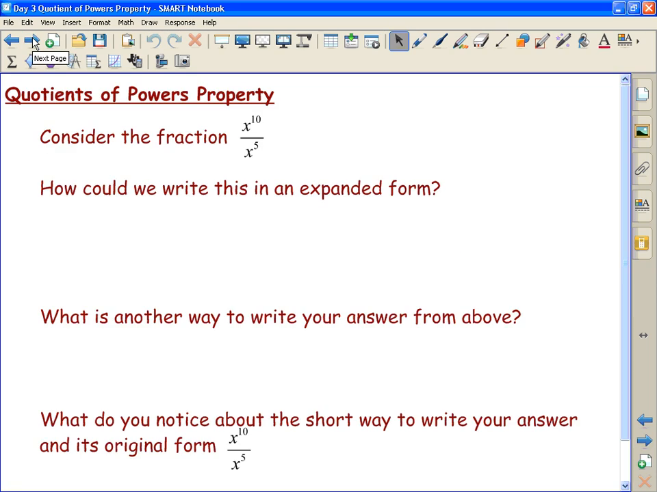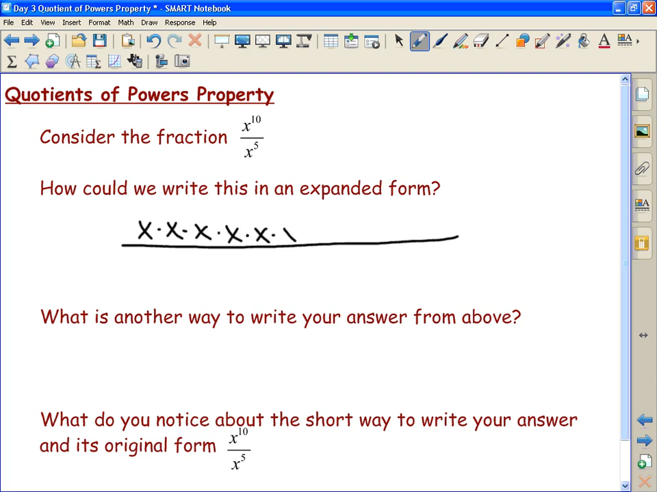So consider the fraction x to the 10th divided by x to the 5th. What would be another way to write this in expanded form? So write it out the long way. Well, hopefully you know we would have a fraction, and the top would have x's on it, so we'd have 10 x's on top, and we would have 5 x's on the bottom.